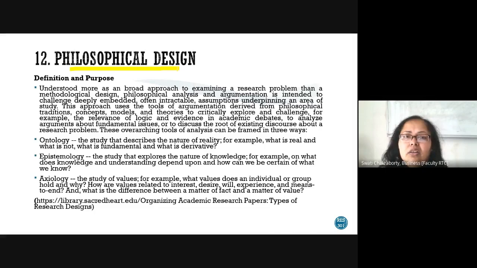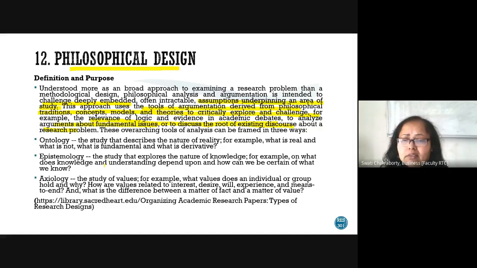12th is philosophical design. It is intended to challenge deeply embedded assumptions related to a particular area of study. It uses the tools of argumentation derived from philosophical traditions, concepts, models, and theories to critically explore and challenge, see, for instance, the relevance of logic and evidence in academic debates, to analyze arguments about fundamental issues, and discuss the root of existing discourse about a research problem.